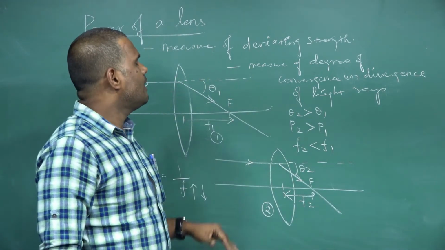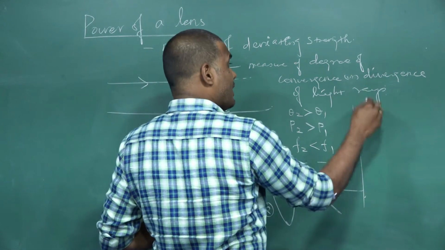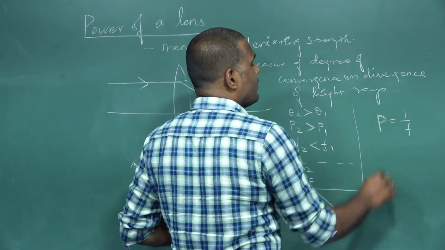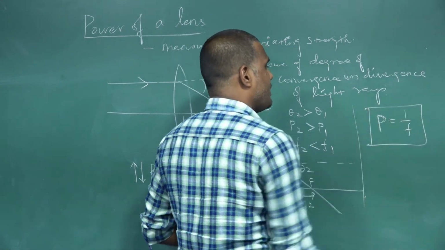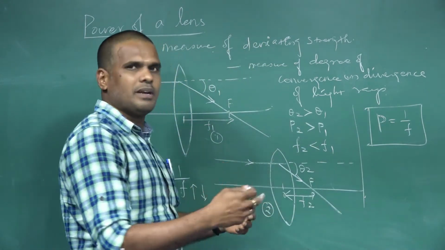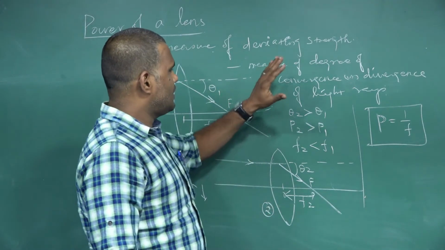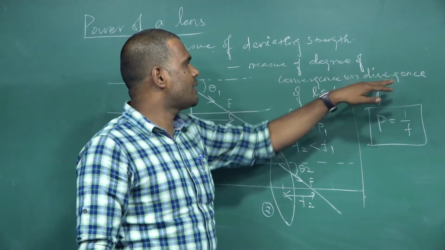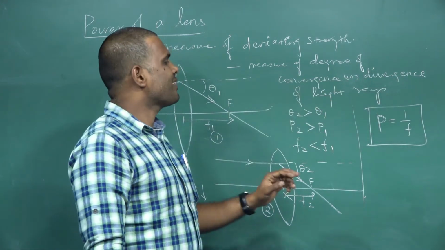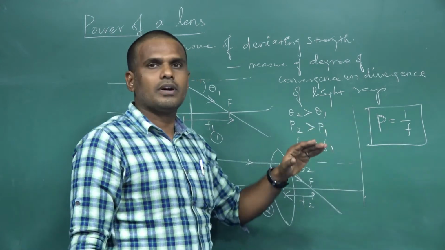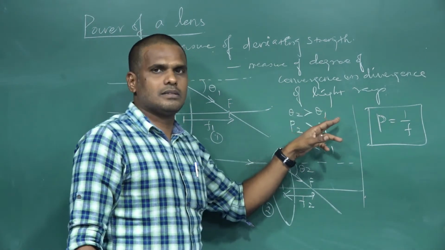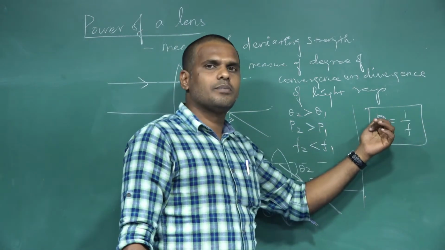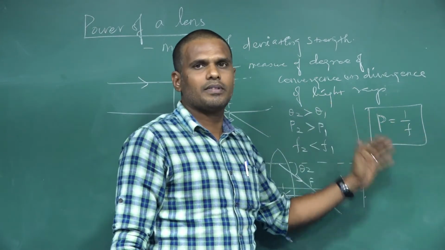Also, power of a lens can be defined as the reciprocal of its focal length. P equals 1 divided by F. In one way, you can define power of a lens as the measure of degree of convergence or divergence of the light radiation passing through it. Or, in other words, I can relate it with focal length: the power of a lens is the reciprocal of its focal length. Once again, greater the focal length, lesser is the power; lesser the focal length, greater is the power of the lens.